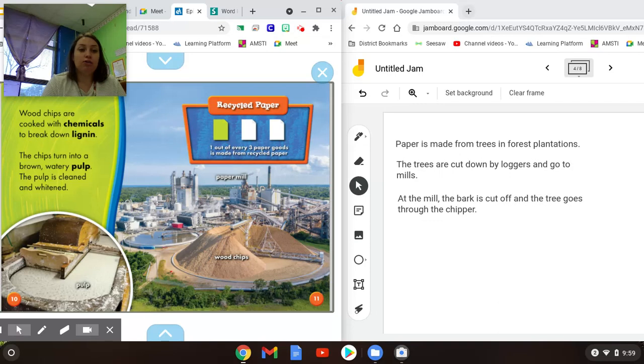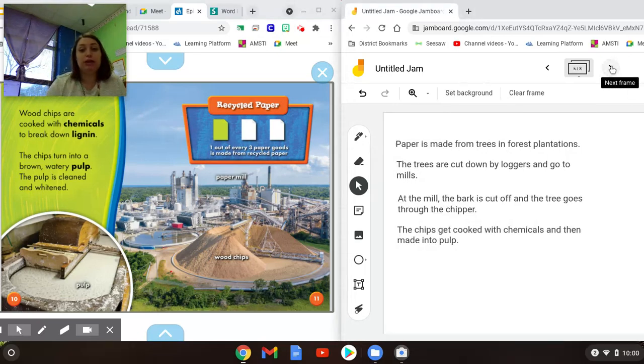Wood chips are cooked with chemicals to break down lignin. The chips are turned into a brown, watery pulp. The pulp is cleaned and whitened. All right, so look, they got all these wood chips and then they break those down into pulp. So I read that page, I thought about what it told me, and now I'm going to write it down in my own words, remembering to use the key details. The chips are cooked with chemicals and then made into pulp. Oh, there's that word pulp. There's that word chemicals. Good job, I'm doing great.